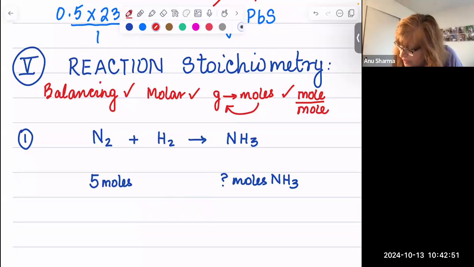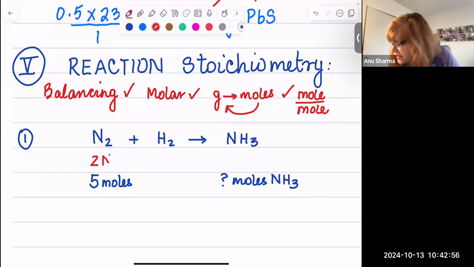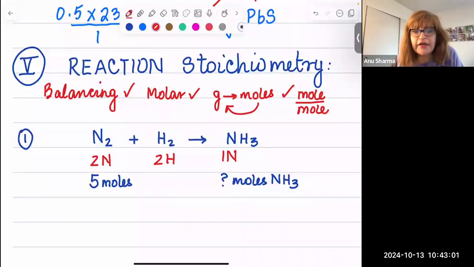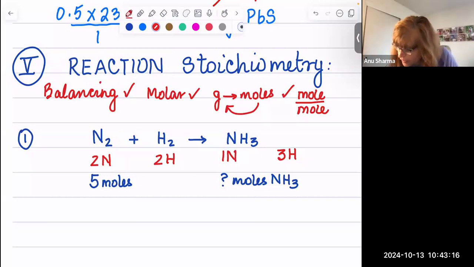Here we see how many nitrogens? 2 nitrogens. How many hydrogens? 2 hydrogens. Here 1 nitrogen and 3 hydrogens, right? Everyone get that? Now we have a scenario where the nitrogens are not balanced and hydrogens are not balanced, but there is an odd number. Anytime there are odd numbers, you always look for common multiples.